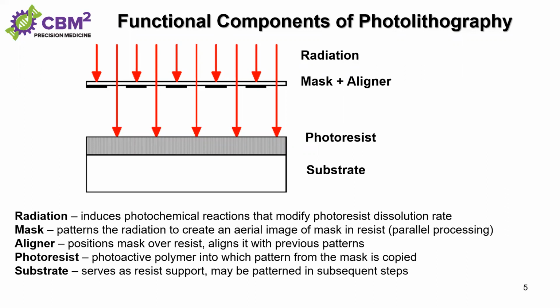Some people's skins are burnt better than others, right? So we need to choose the right chemistry to react with the light, and also the substrate which supports this photoresist layer. Those are the important components you need for the photolithography process.